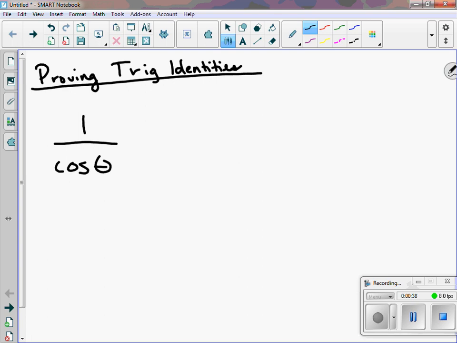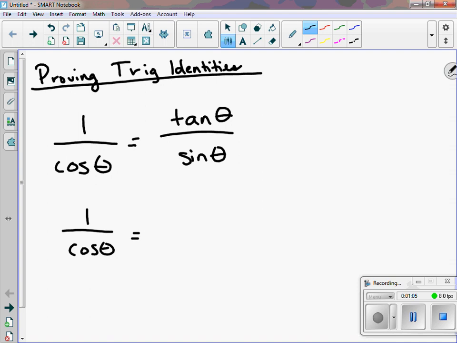Your goal is to get the left side equal to the right side. So let's say that I've got 1 over cosine equals tangent over sine. So when I'm looking at this, again, the trick is to change everything into sine and cosine. Well, tangent is realistically sine over cosine. So I'm going to write tangent as sine theta over cosine theta.